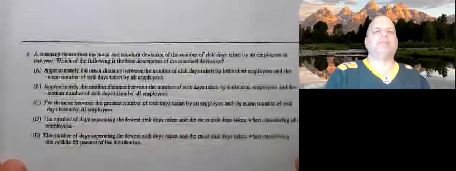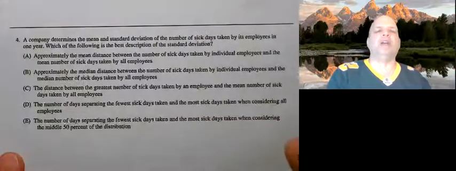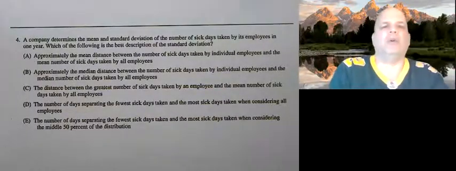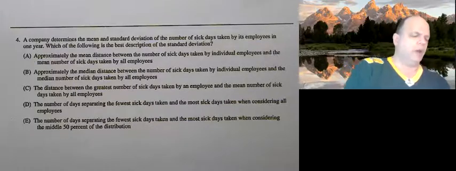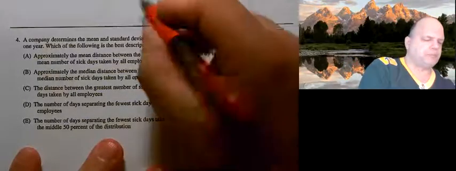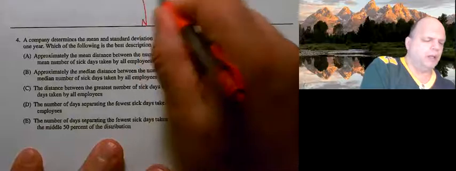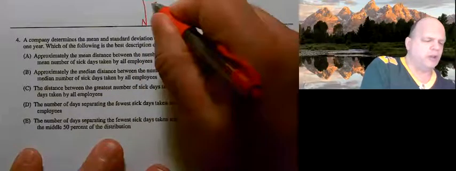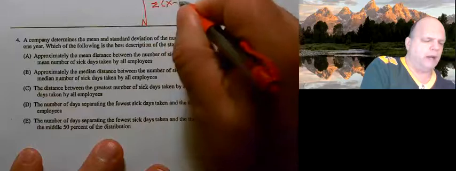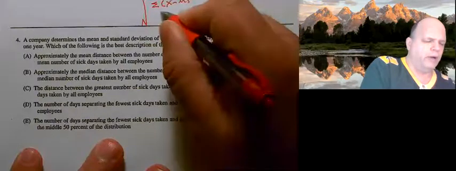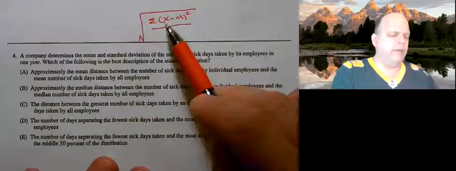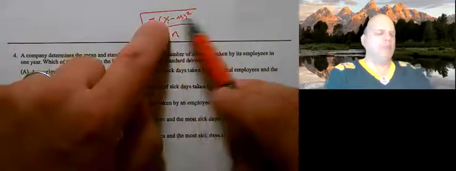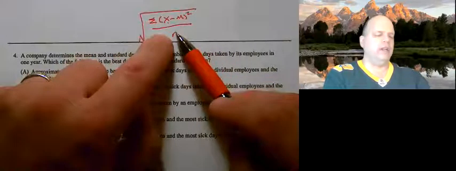Number 4. A company determines the mean and standard deviation of the number of sick days by its employees in a year. Which of the following is the best description of the standard deviation? All right, let's look at the formula real quickly. The formula is going to be the square root of the summation of (x minus mu) squared over n. So we have individual values minus the mean, over n.